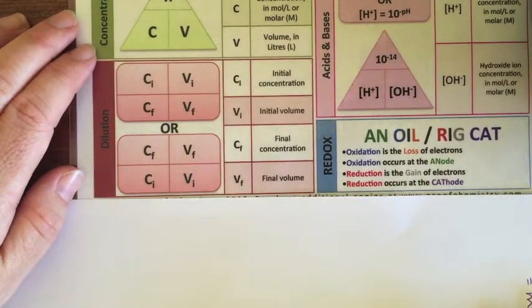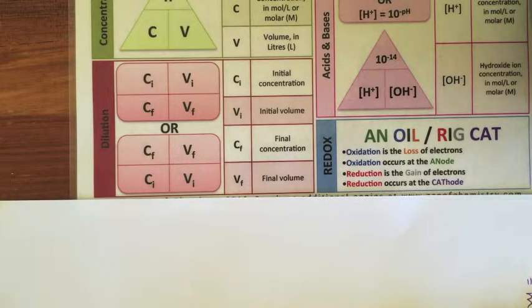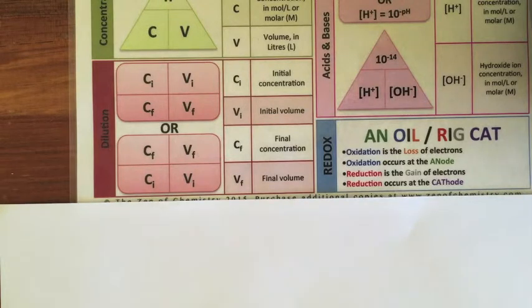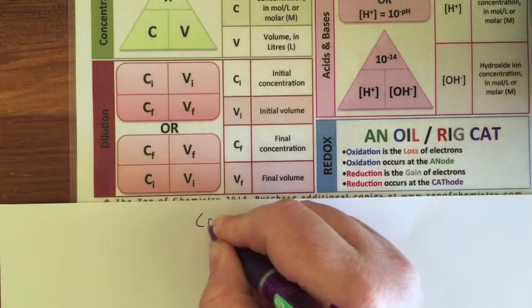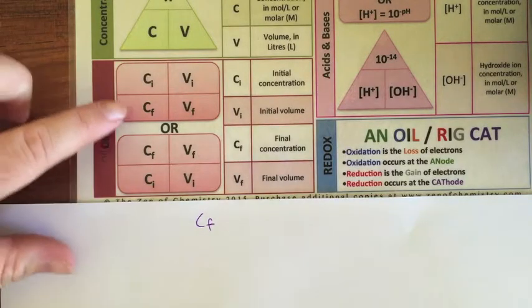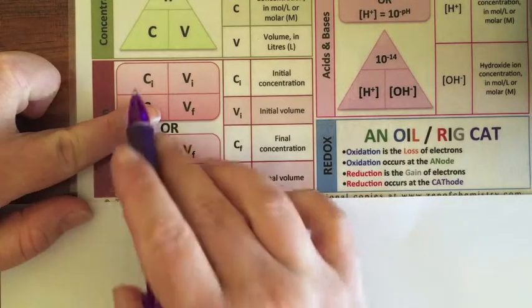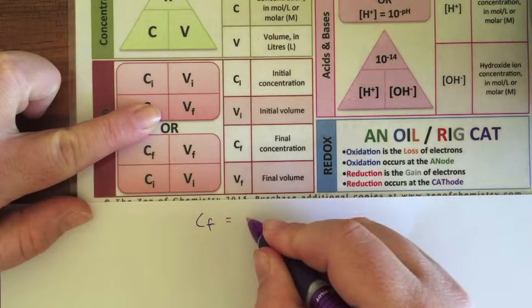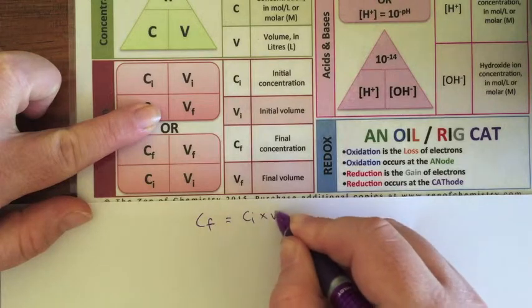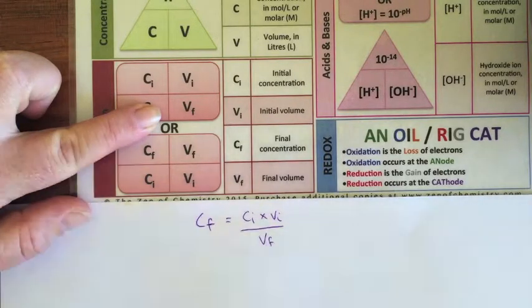C1V1 equals C2V2. I prefer I for initial and F for final. There's lots of different reasons for that, but we'll come back to that another time. But again, let's say we want to find the final concentration, CF. We would use the top rectangle because CF is on the bottom. So we cover that one up, start at the top left: CI times VI divided by VF.